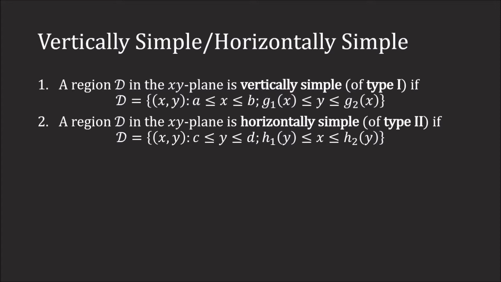A region D in the xy plane is said to be horizontally simple, or of type 2, if the region D can be expressed as the set of all ordered pairs xy, such that c is less than or equal to y, less than or equal to d, and h sub 1 of y is less than or equal to x, which is less than or equal to h sub 2 of y.